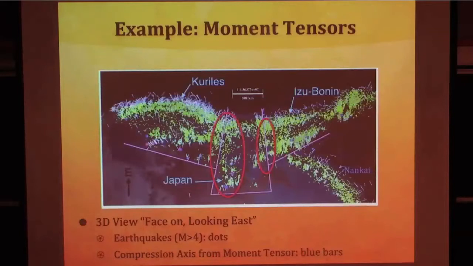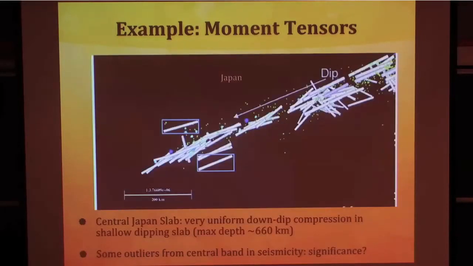To give you an example of what we can learn, I'm going to zoom in on just two sections. This is from this part of the Japan slab. First, I'm going to show a cross-section across this, and then I'm going to show a face-on view of this area between Japan and Izu-Bonin. So here's a cross-section of the Japan slab, and these axes are the compression axes, and you can see that these are amazingly aligned in this really thin zone, down-dip compression. It's a beautiful zone.